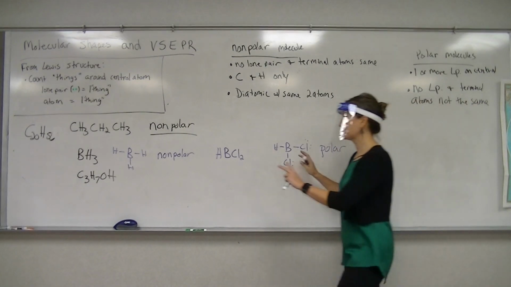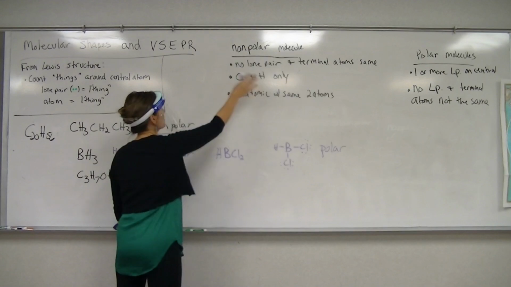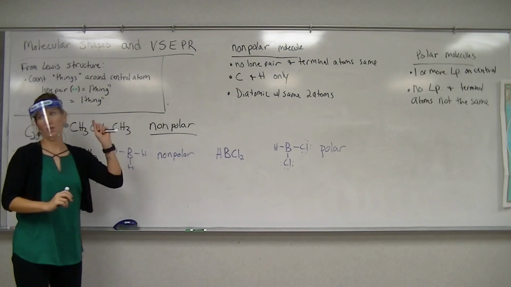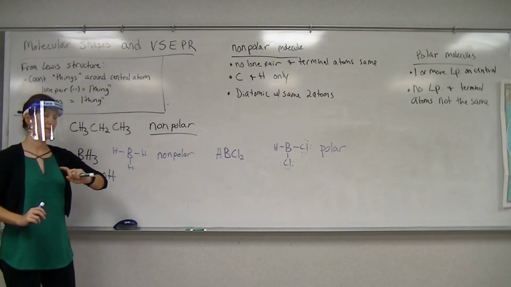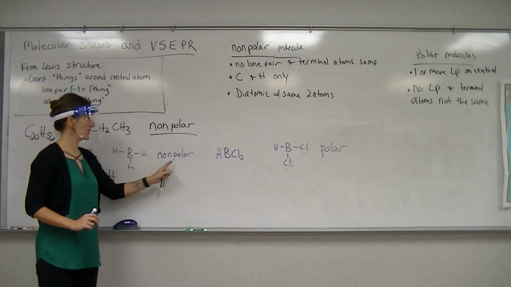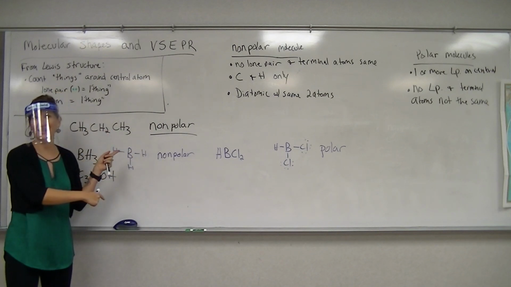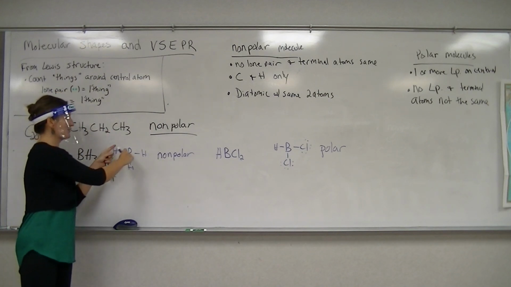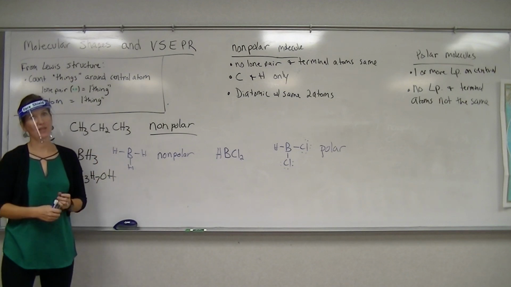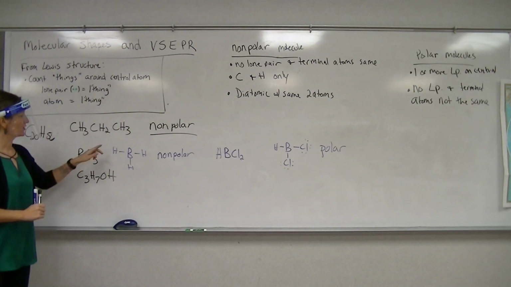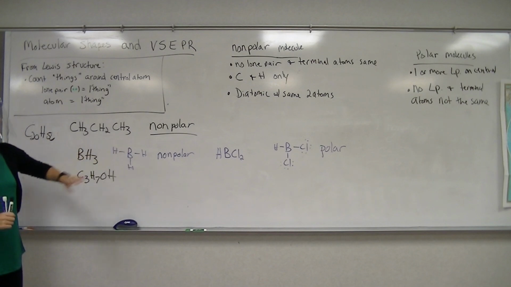So I like to point this out because a lot of people will just say, oh, no lone pair is nonpolar. Look at the terminal atoms too. They matter. The terminal atoms have to be the same for them to be nonpolar, so those vectors can cancel that dipole moment. Because if they're not the same, the vectors don't cancel. That's the reason why the terminal atoms need to be the same.